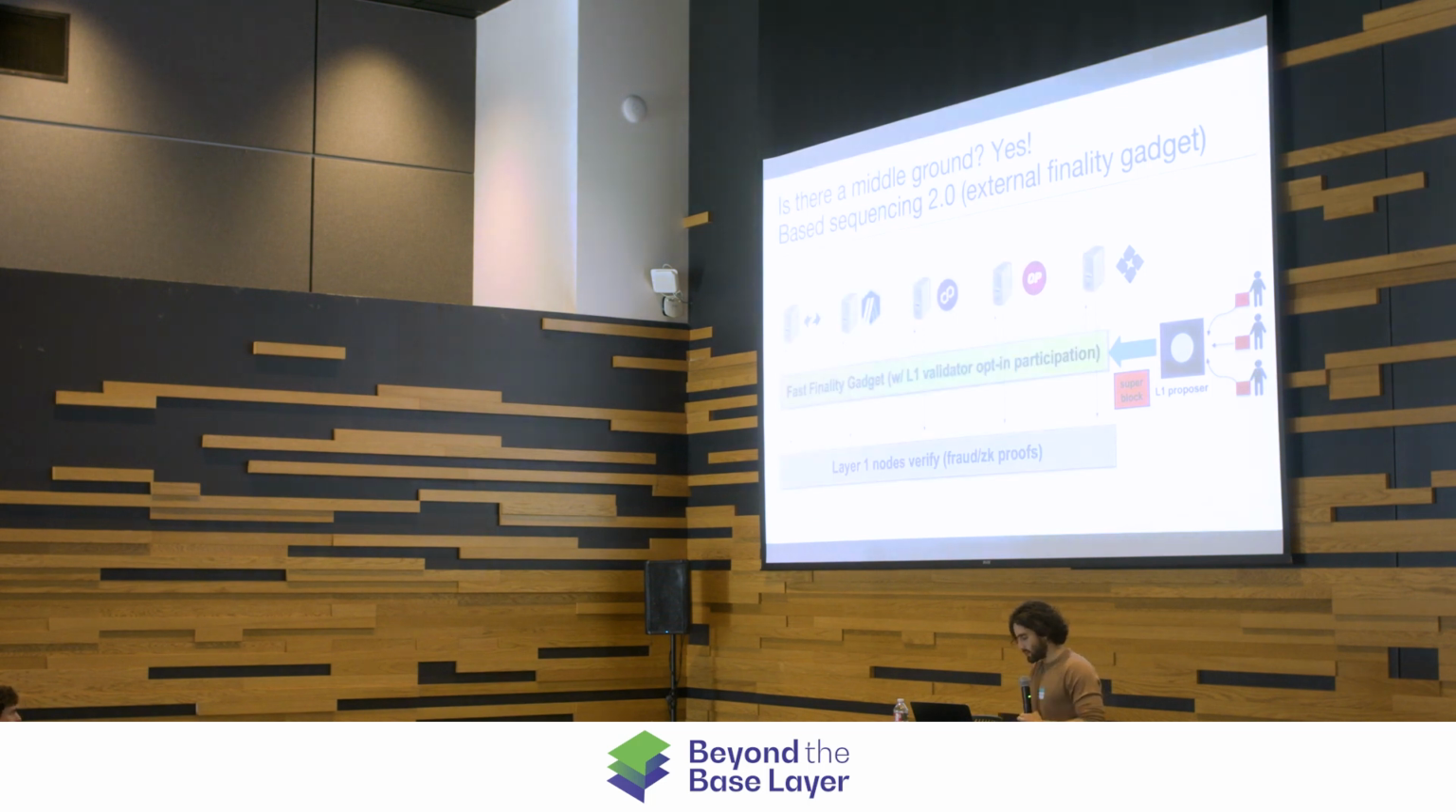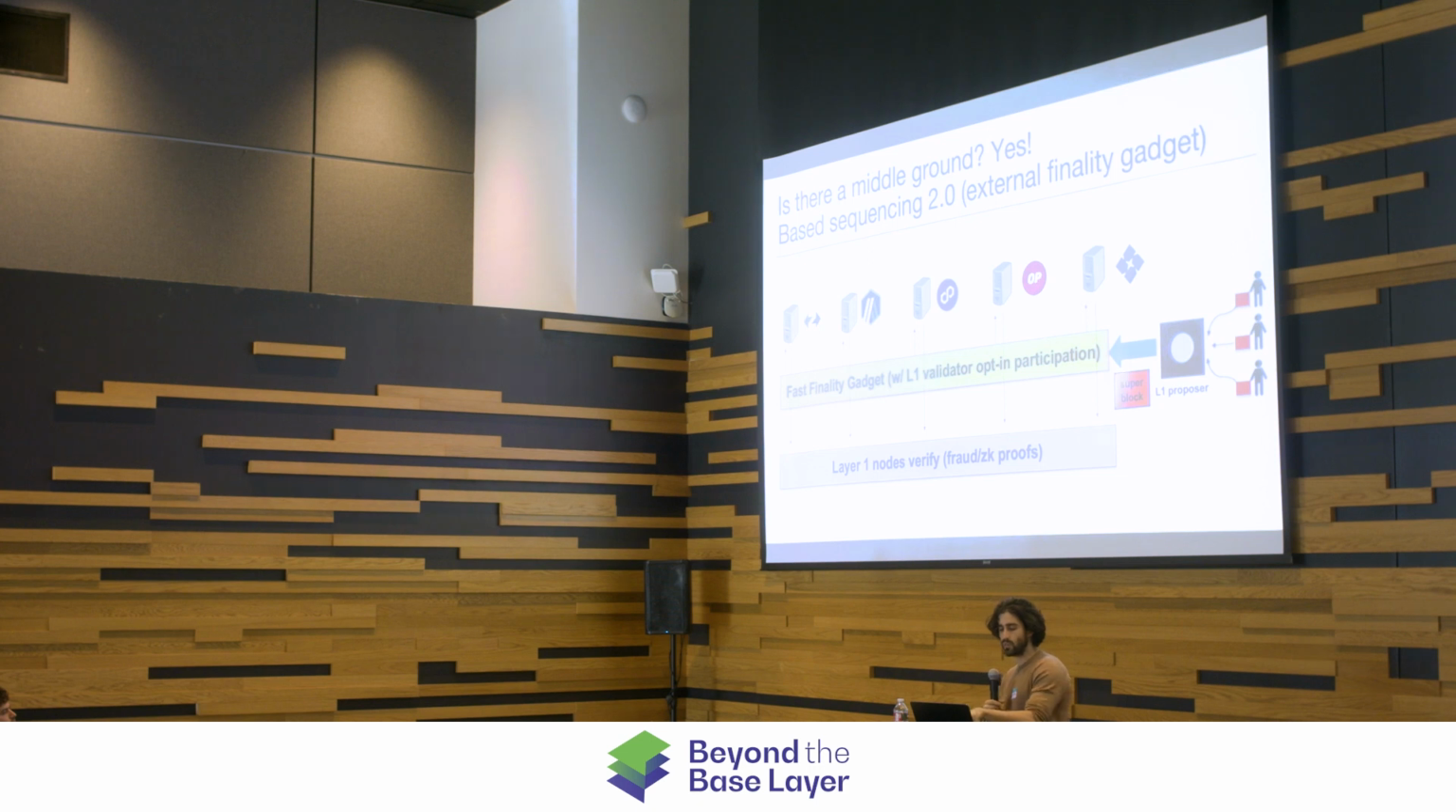Now, is there a middle ground? Yes, there is a middle ground. What you can do is you can still have base sequencing, which is really about allowing the layer 1 proposer to also be the proposer for the layer 2. But you also introduce what we call a fast finality gadget on top of the layer 1, where L1 validators can opt in to participate, and you could have a tremendous amount of staked ETH collateral here, perhaps assisted by EigenLayer. And this fast finality gadget is reaching finality much faster than Ethereum, even within a few seconds.